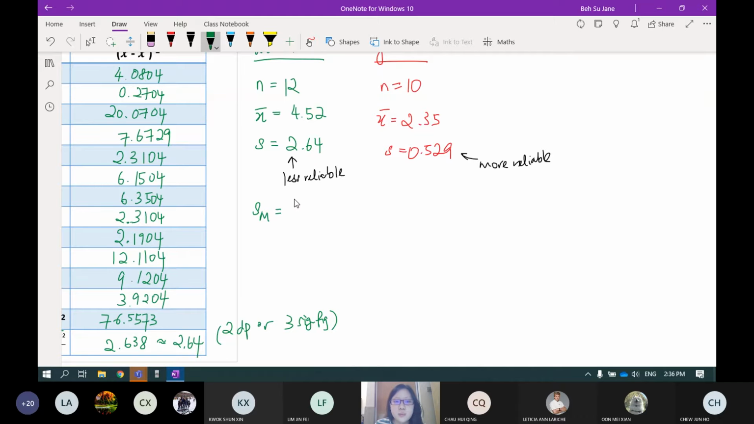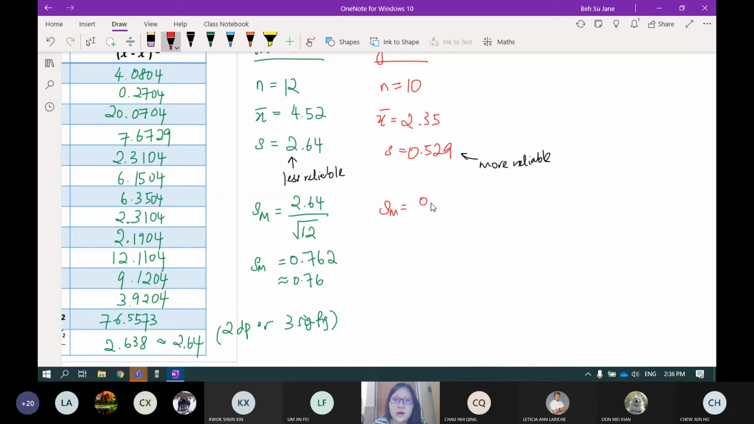So this one would be 2.64 divided by square root of 12, which equals to, oh wait, it's my phone. That's my calculator. There, found it. 2.64 divided by square root of 12 is 0.762. Okay, it looks nicer in three significant figures, but 2 decimal points is fine too. Right, next one.